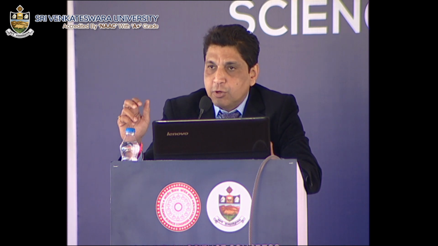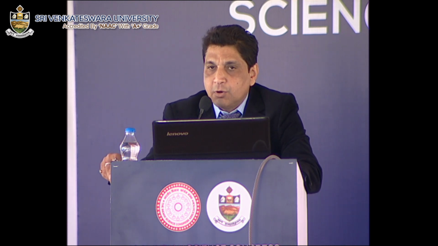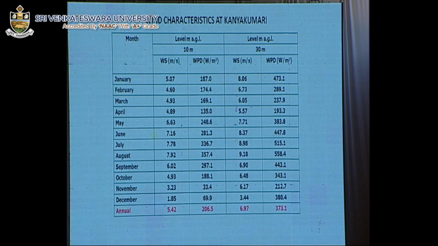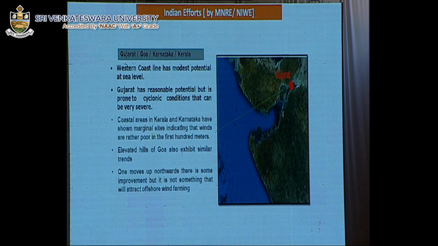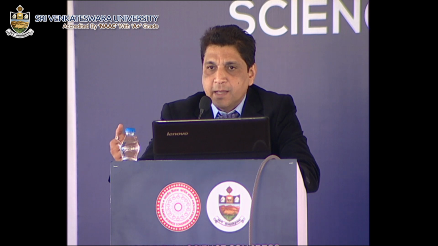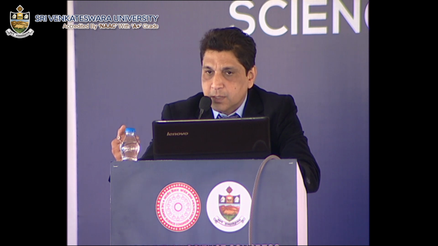And in Kanyakumari also, the wind power density, which is the measure of power available in the wind, is about 373 watts per meter square, according to the studies NIWE has carried out. And if you go a little to the top, to Kerala and Karnataka, and also the elevated hills of Goa, their wind speeds are very poor, and not good enough to attract offshore wind farm applications.